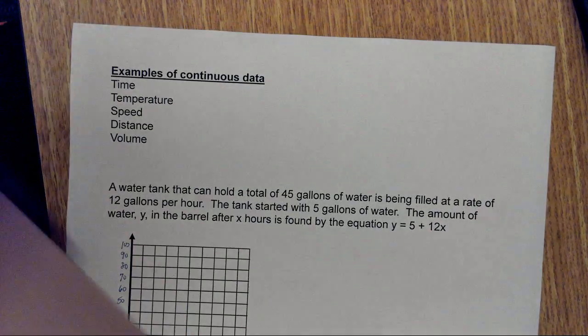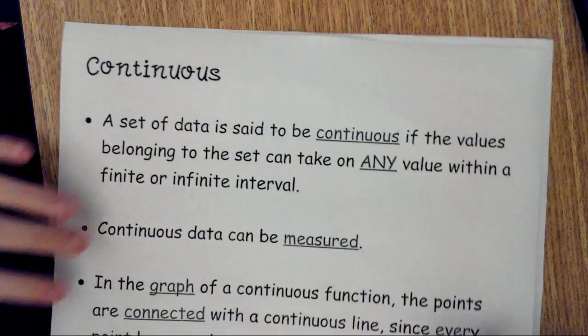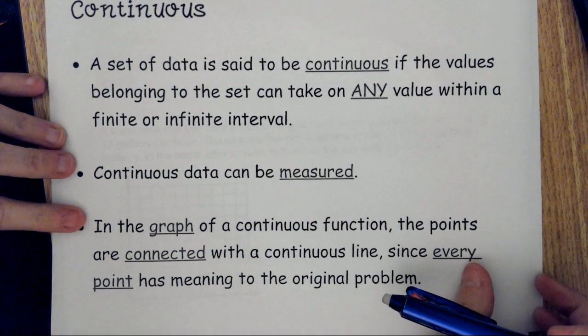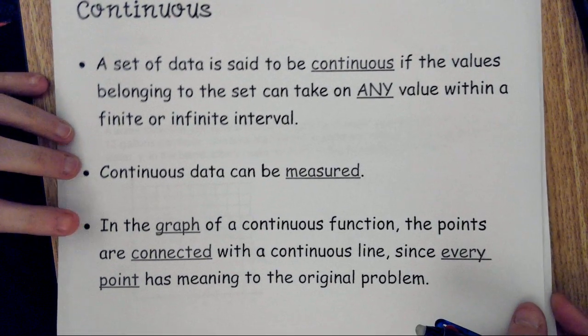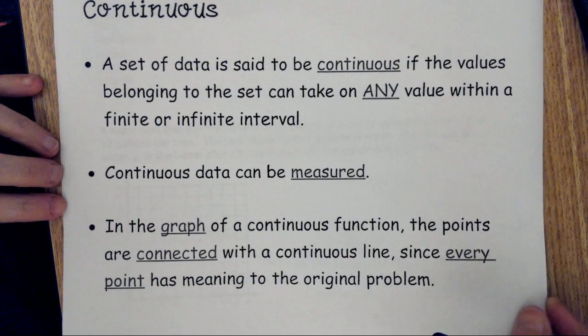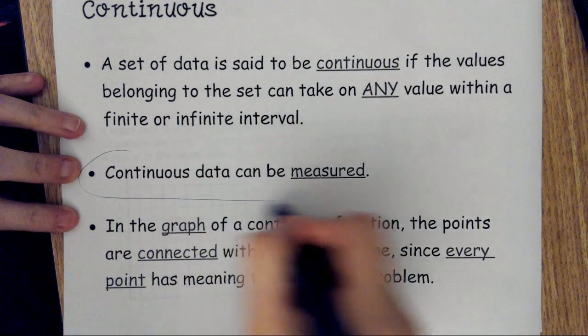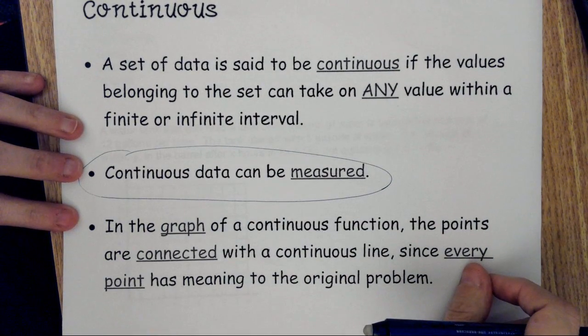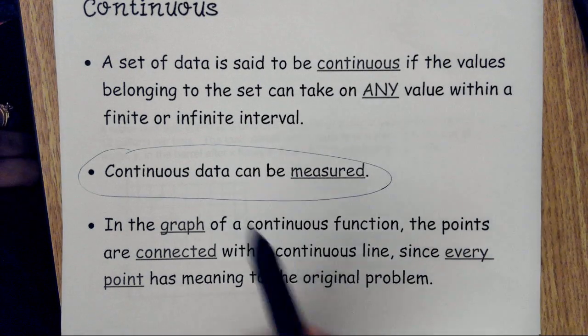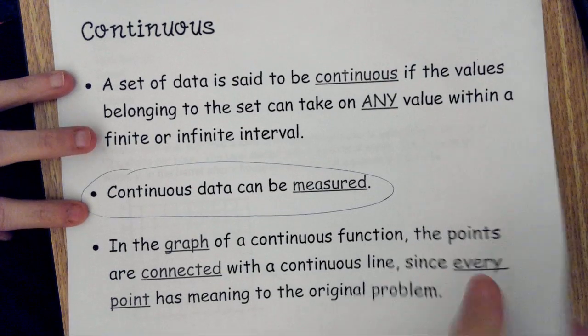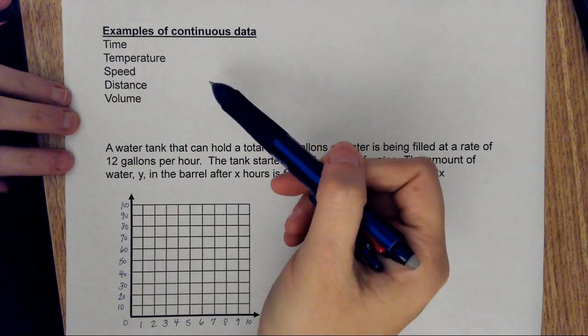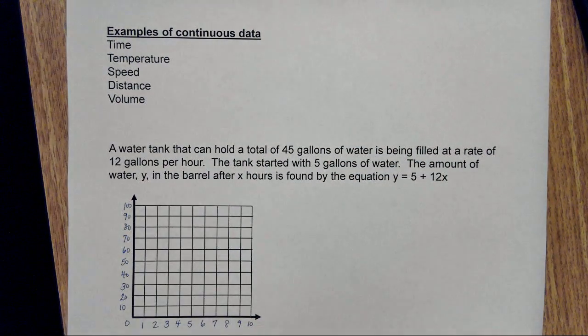Now, when we refer to continuous data, again, we had this crazy definition up today. Data is said to be continuous if the values belonging to the set can take any value within a finite or infinite interval. Wow, that's a mouthful. Here, let's look at that. Continuous data can be measured. And in the graph, the points are connected because every point has meaning. So let's look at some continuous data: time, temperature, speed, distance, volume.